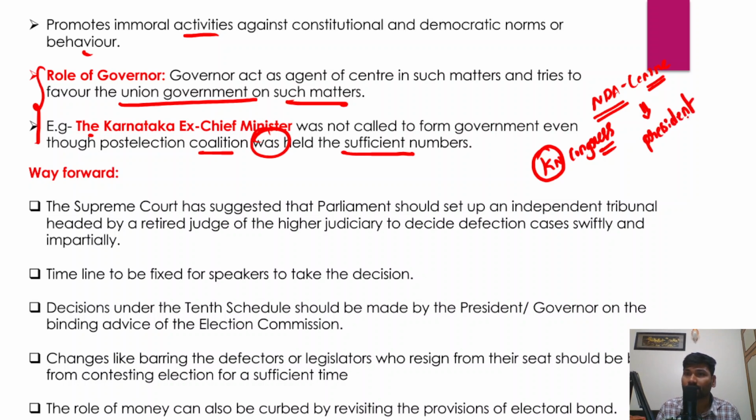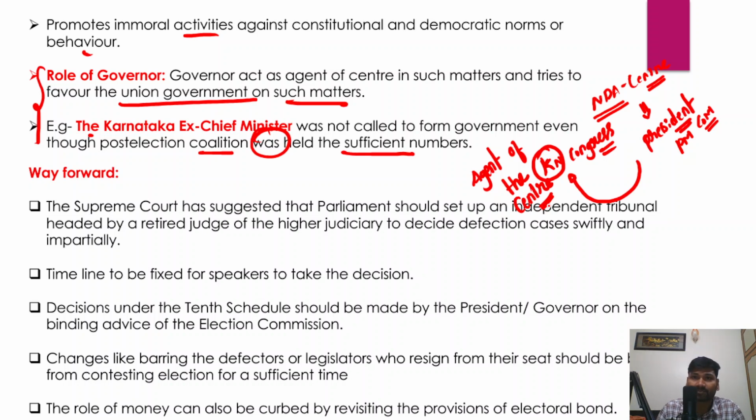Governor is appointed by the president on the advice or on the recommendation of the prime minister or the council of ministers, right? So now imagine that a governor is appointed by the president on the advice of the prime minister to the state of Karnataka. Now, governor in the state of Karnataka or any other state acting as an agent of the central government, agent of the center.